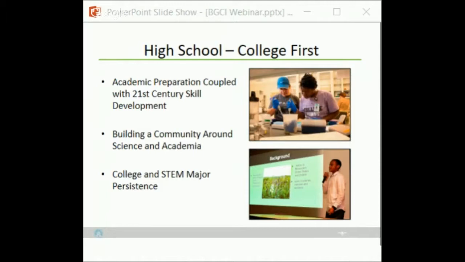And then finally, we connect them with other support networks which provide resources throughout their college career, recognizing that we can't do everything. And one thing that I'll be highlighting throughout my case studies is that collaboration is essential to make these programs successful and powerful. No one institution can provide all of the resources that students might need by itself.